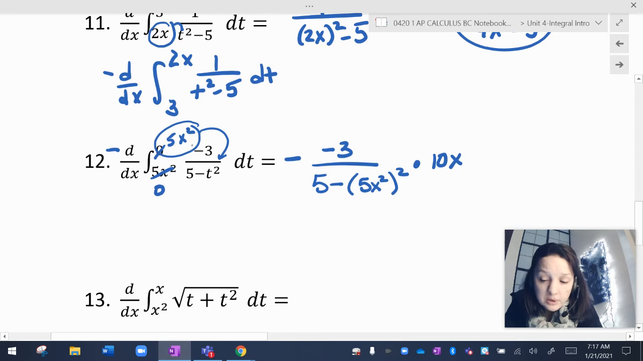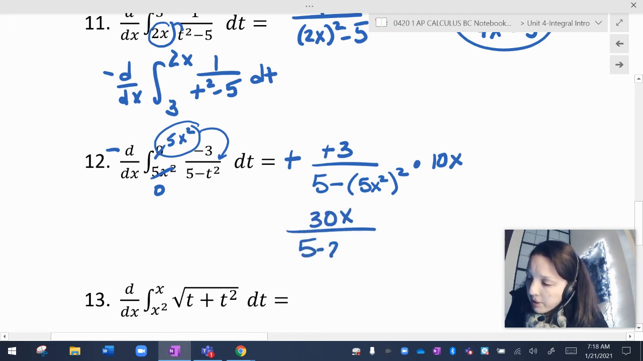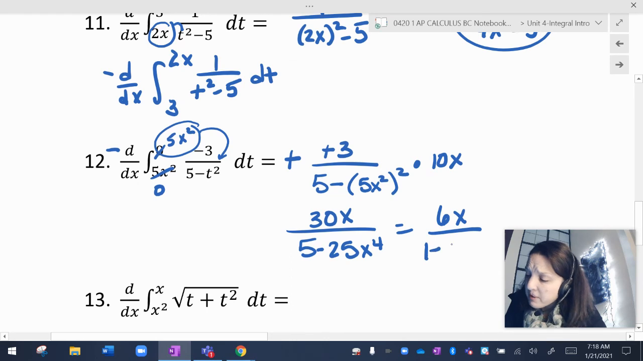So I dumped the limit of integration in for t, I negated it, and I multiplied by the derivative of that limit of integration. And let's make this look a little bit nicer. So that would become a positive, and 3 times 10x would be 30x over 5 minus 25x to the fourth. And if I really wanted to simplify it more, which I don't have to, but I feel like it this morning, I'm going to do that.